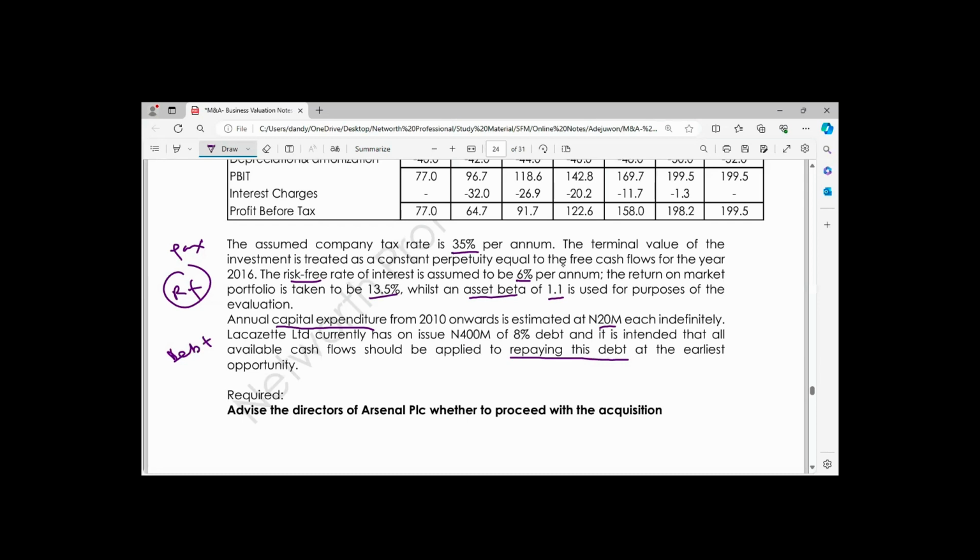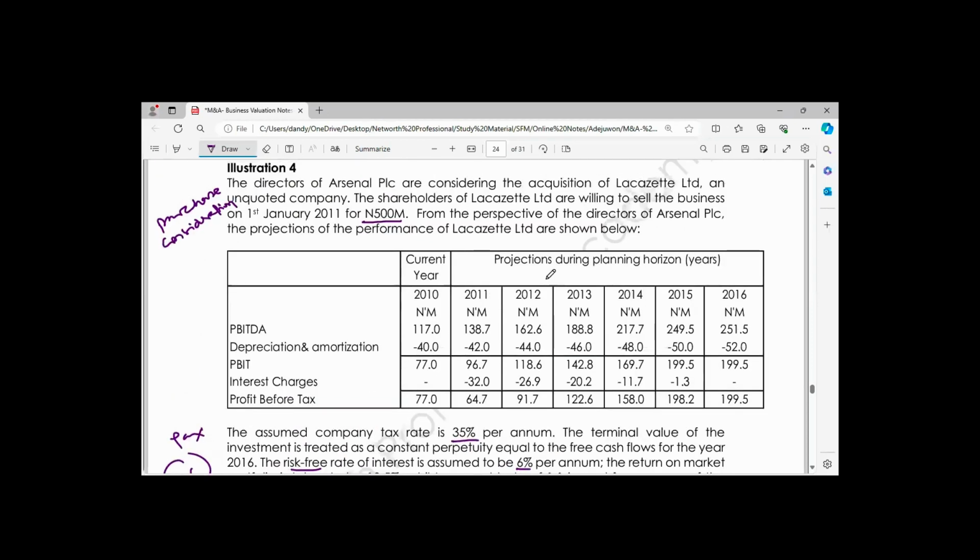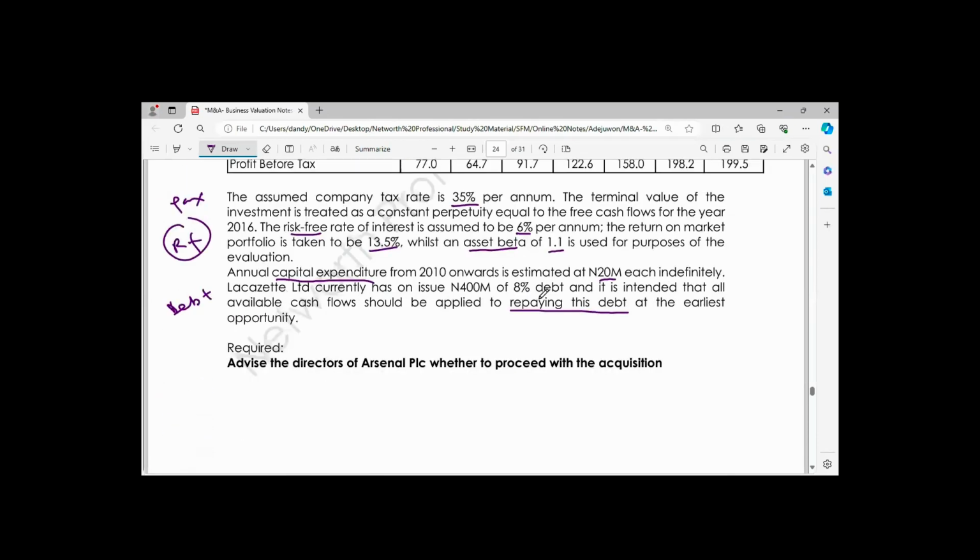At the earliest opportunity, required: advise the directors of Arsenal PLC whether to proceed with this acquisition. So that is the question. The examiner is asking you to advise the directors of Arsenal PLC whether to proceed with the acquisition. The directors will only proceed with the acquisition if and only if it will create additional value for the company. Other than that, they will not go ahead with the acquisition.